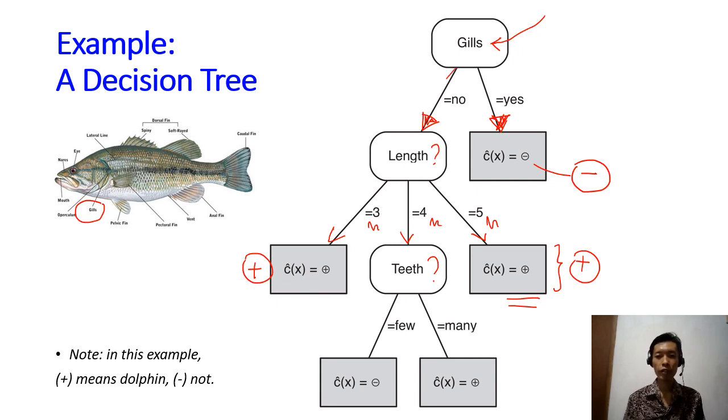So if we have a fish that does not have any gills and the length is 4 meters long, then we need to ask again, how many teeth does the fish have? If it has few teeth, it goes to here with the conclusion it is not a dolphin. If it has many teeth, then we go to this branch with the conclusion that it is a dolphin. Okay, so that is a decision tree, and this is one example of the output of a data mining model.